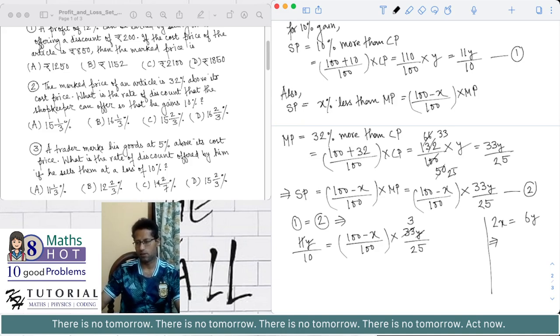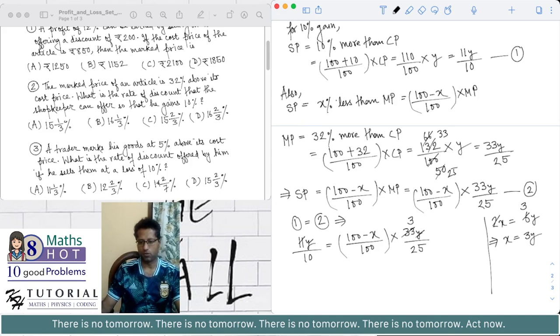You can do this. When I say that I'm cancelling 2 and 6, and this will be 3, essentially what I am doing is dividing both sides by 2. So this implies x equals 3y. The same thing I'm doing here: I'm cancelling y, dividing both sides by 11. So 11 gets cancelled on the left hand side, and on the right hand side, 33 becomes 3.